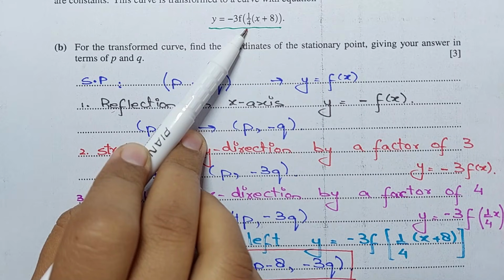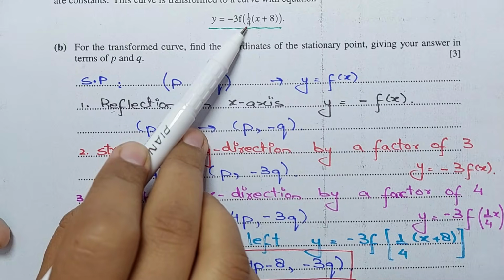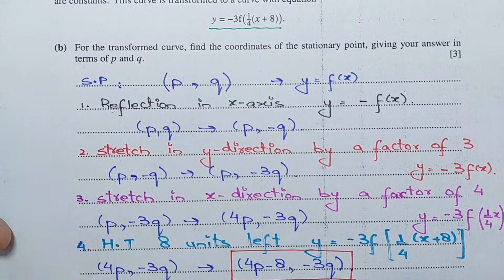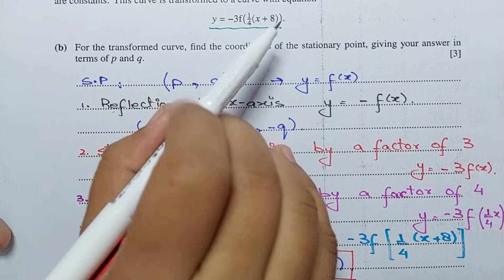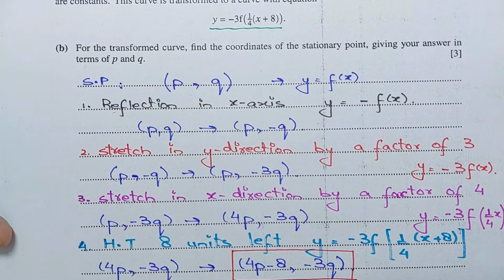And keep it in mind, I told you in part A that when we have a stretch in the x direction, we have to do the reverse by a factor of 4, so it is 1 by 4. Write down 1 by 4. And then we have a horizontal translation 8 units left. It's positive 8, so keep it left, minus 8, right?